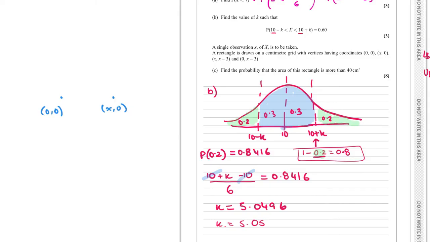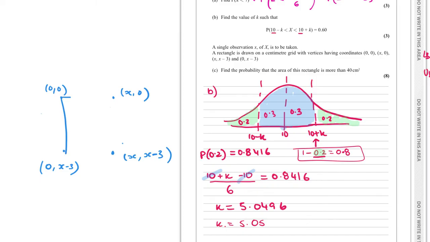X minus 3. Okay, so that's got to be here. I'm going to move this now to the side. X 0, 0, 0. I'm assuming the other one's down here because it is a rectangle. And then it's 0. Perfect. And x minus 3. Okay, so here is our lovely rectangle.